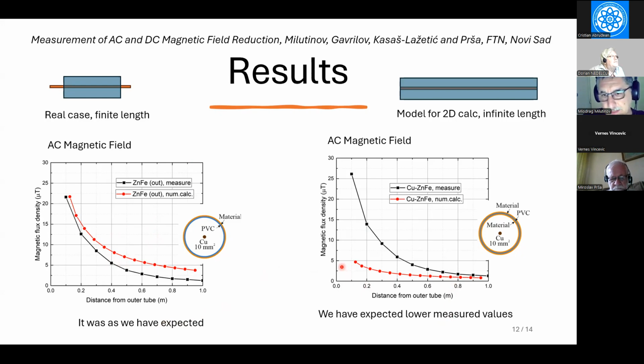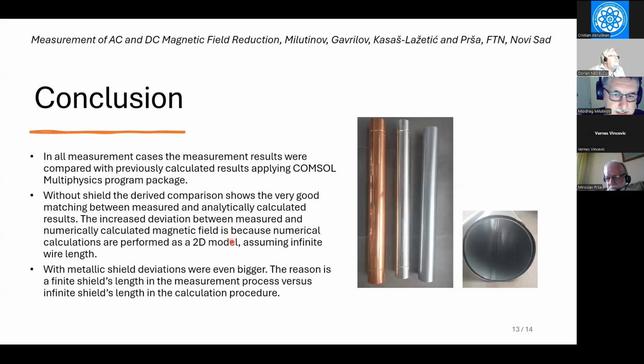But on the right side, we expected that the copper together with the galvanized steel would introduce the expected reduction, such as the red line, but they didn't reduce the field. So this is something that we maybe didn't expect the first time. And once again, we found out the reason for this discrepancy is in the finite length of our tubes, and possibly the permeability and conductivity of our materials are different from what we use in our model. So this is what we conclude after all that measurement.